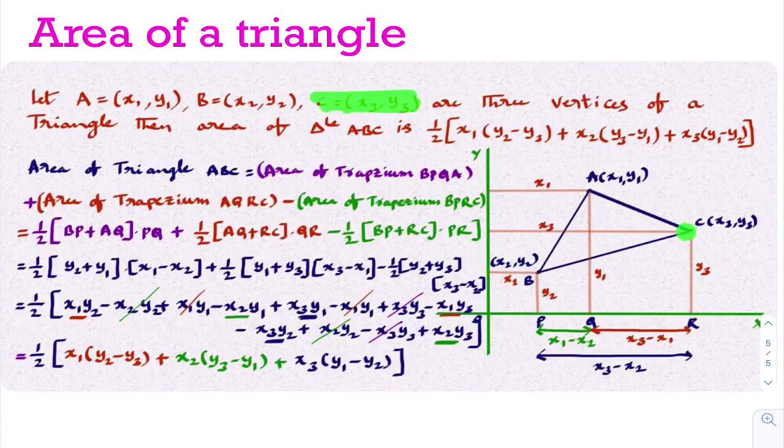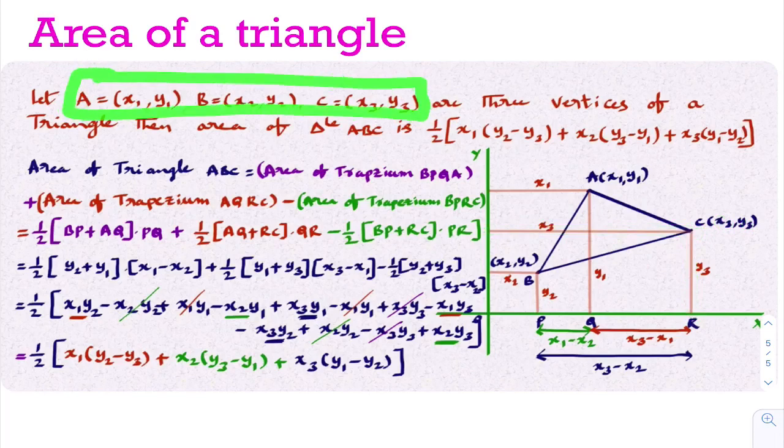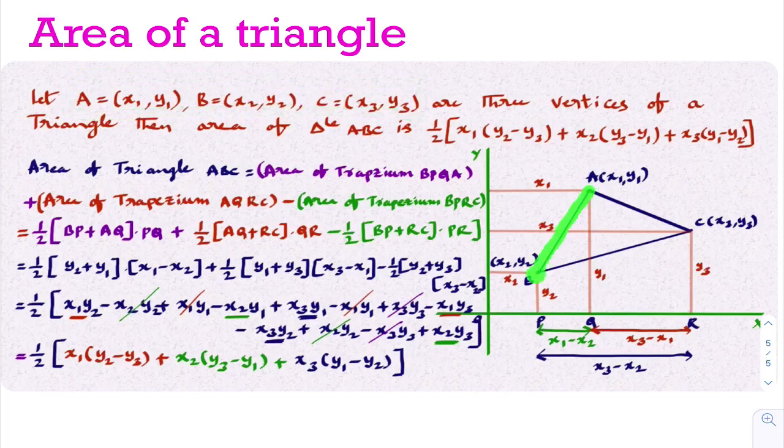See here, C is x3, y3. What does it mean? This length is x3 and this length is y3. We learned this in the coordinate system. What is x3? The perpendicular distance from the point to the y-axis. What is y3? The perpendicular distance from the point to the x-axis. That's why this length is x3 and this length is y3. As you considered 3 points ABC in a plane, we know that 3 non-collinear points form a triangle. Here, these 3 points ABC form a triangle.